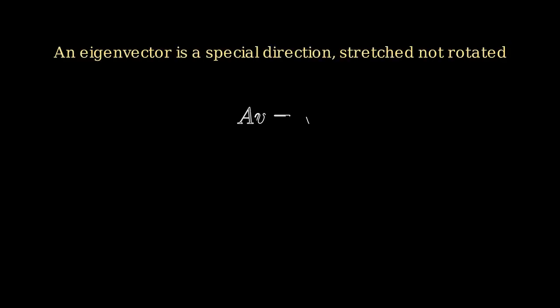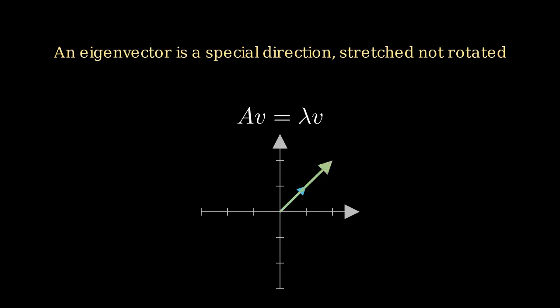Lambda is called an eigenvalue of a matrix A if there exists a non-zero vector V, called an eigenvector, such that A times V equals lambda times V. In other words, the matrix stretches or shrinks this special direction, but never rotates it.